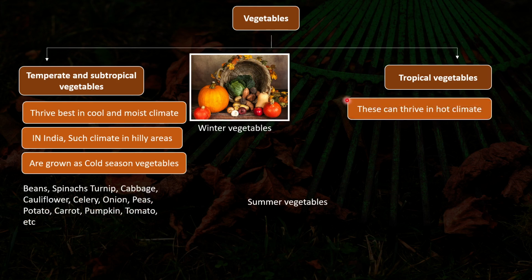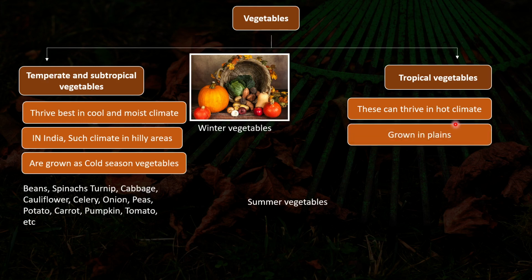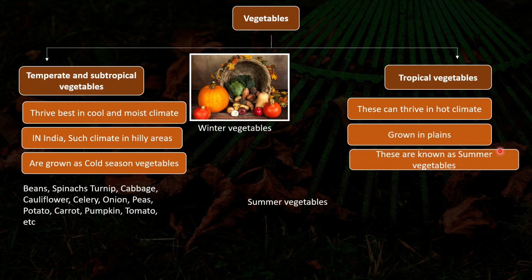Now, what are tropical vegetables? These can thrive only in hot climate. So tropics, I need to mention, is an area which is near the Tropic of Cancer, where maximum sunlight falls. It is the hottest area, and so these vegetables are called tropical vegetables because they require hot climate to grow. So mainly these vegetables are grown in plains rather than the temperate ones which were grown in hilly areas. Now these are therefore known as summer vegetables, right?